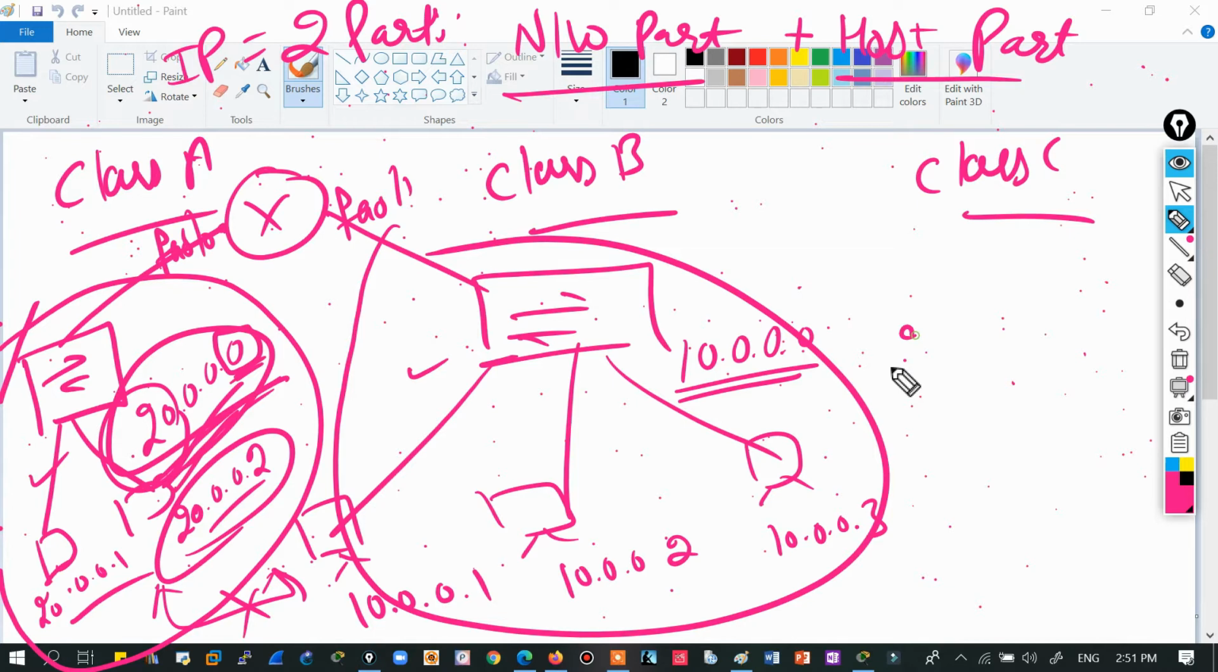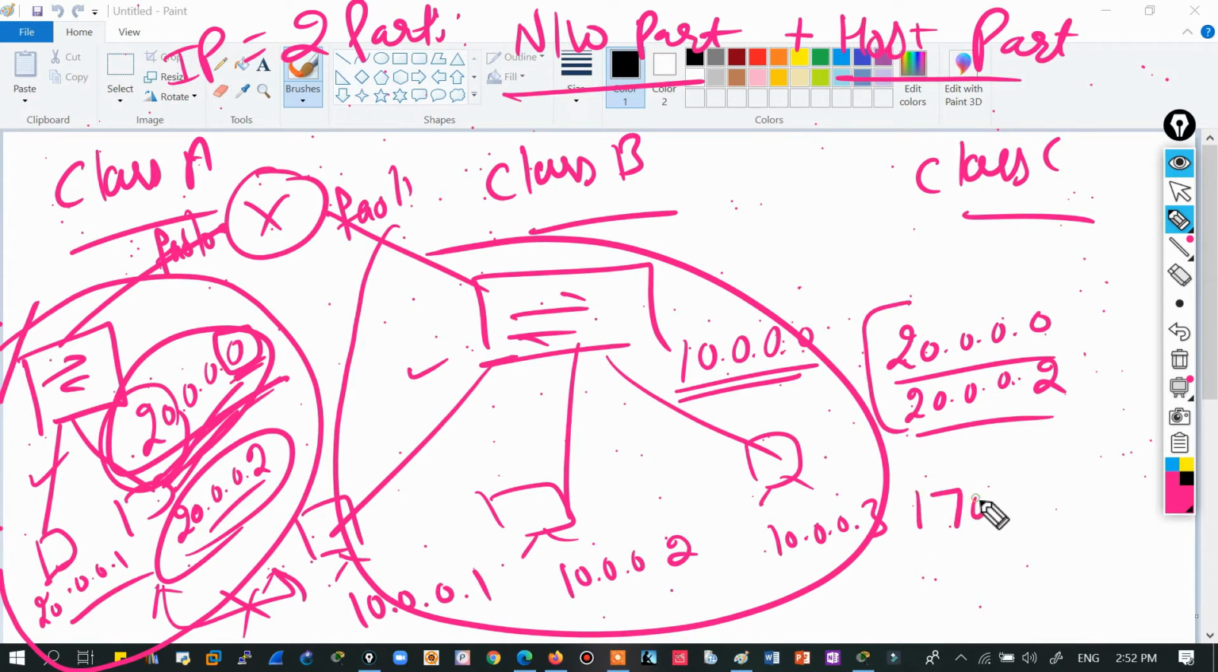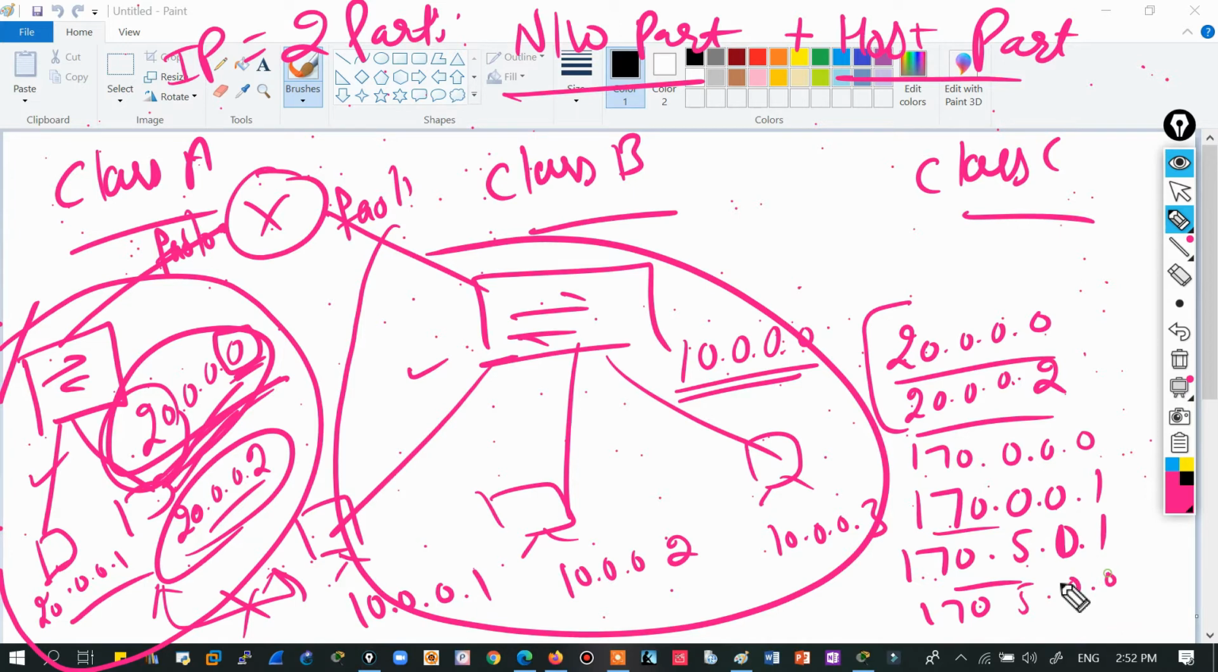Just remember this: 20.0.0.0 and 20.0.0.2. How will you identify that one is a network address and the other is a host address? And in class B, if I talk about 170.0.0.1 and 170.5.0.1, is this a network ID, yes or no? And again 170.0.0.0 and 170.5.0.0. How do we identify which is the network ID and which is the host ID? This is the core concept that we need to know about each class.